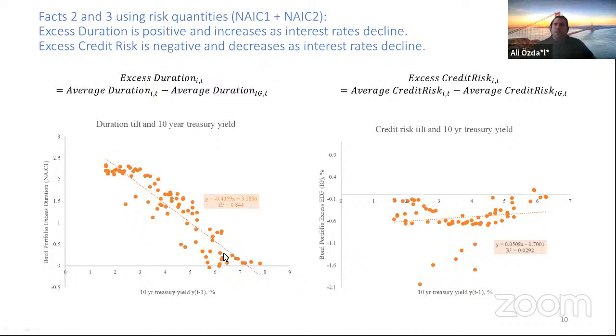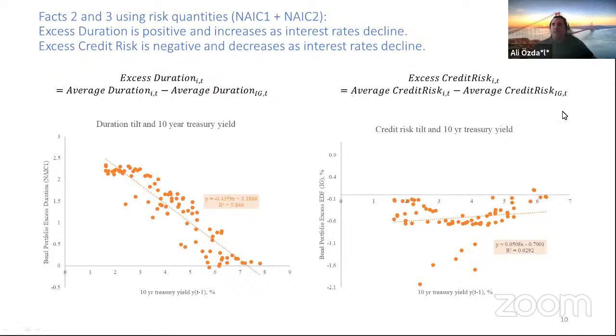And as you see, the excess duration of the insurance companies is increasing as the interest rates are declining, all right? So essentially, as the interest rates go lower, the duration of the insurance companies' balance sheets is higher and higher relative to the rest of the market, all right?